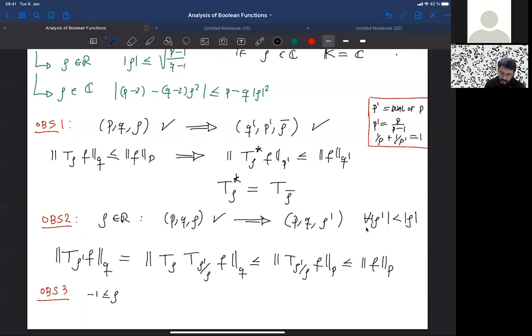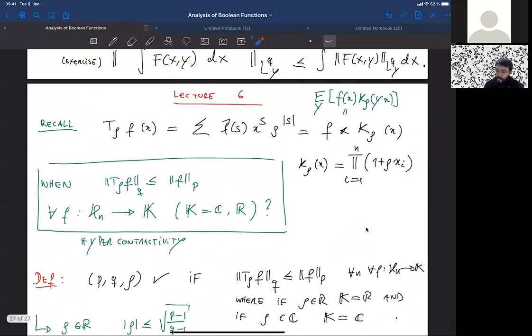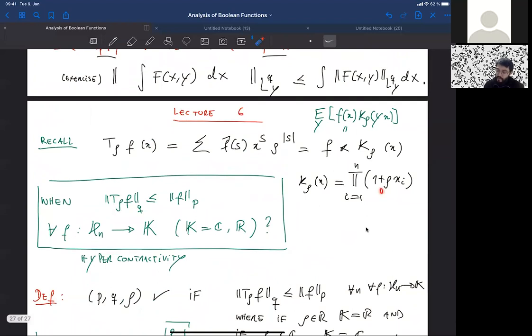So if rho is real, and between -1 and 1, then we saw also that this is less than this. And that comes from writing this operator as an expectation, and you just move the moduli to the inside. Another way of seeing this is that if rho is between -1 and 1, then the moduli of this kernel equals itself, because this thing here is always positive.